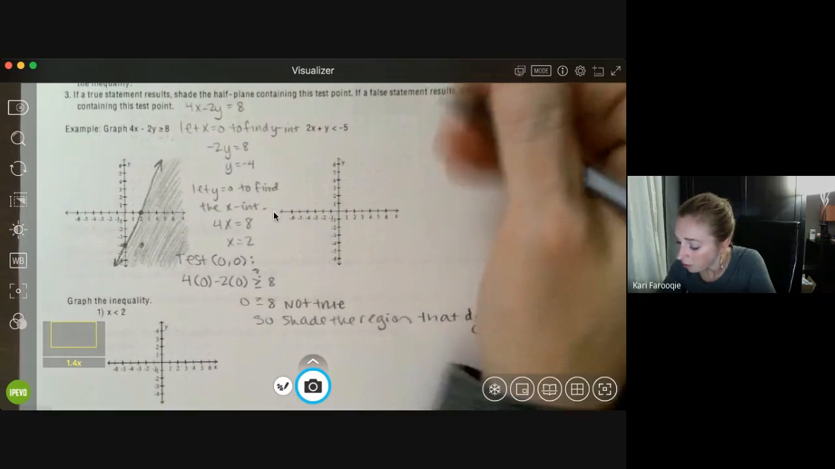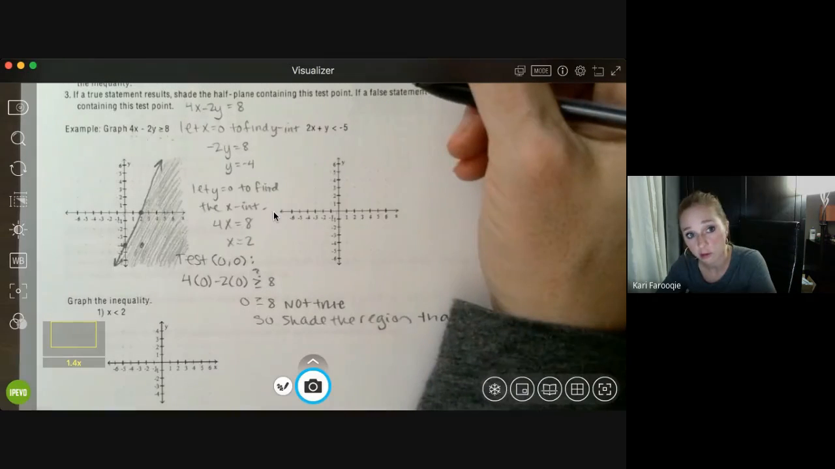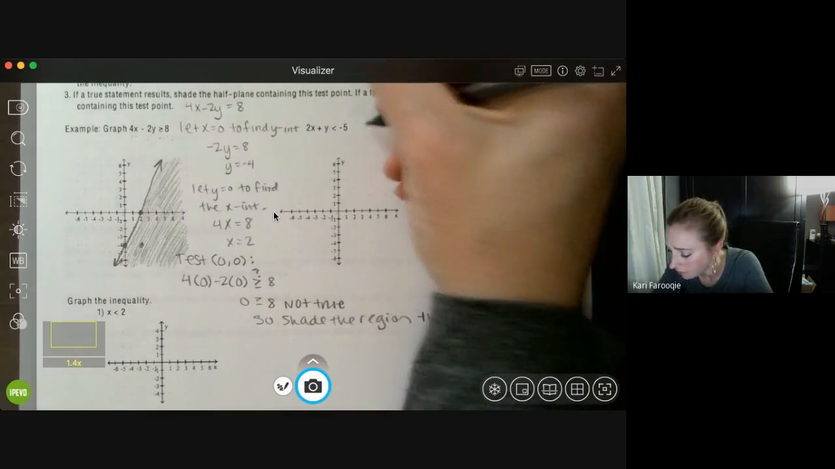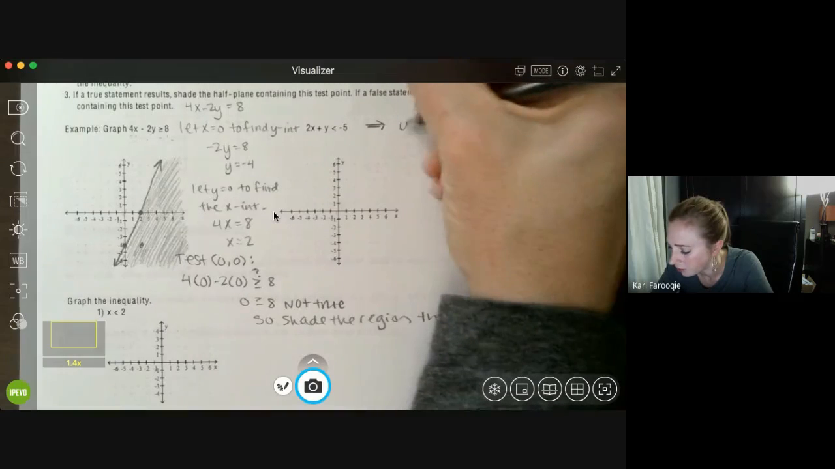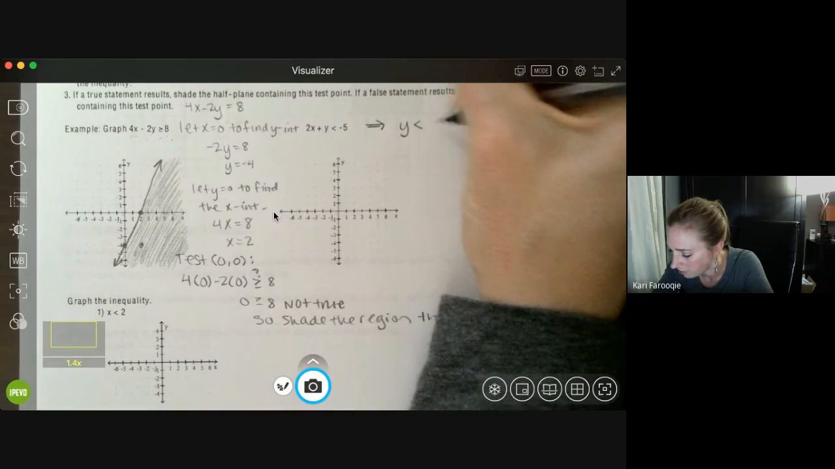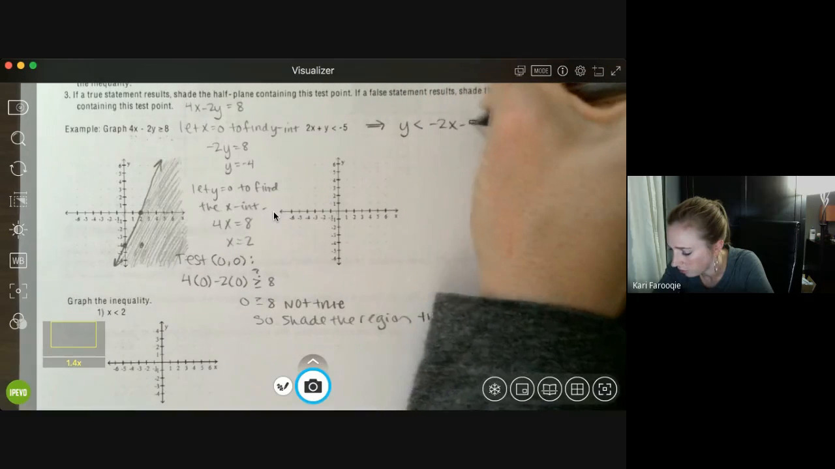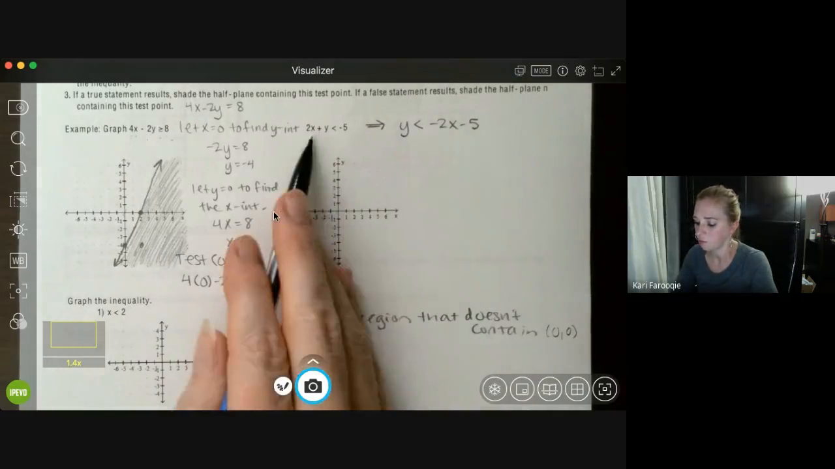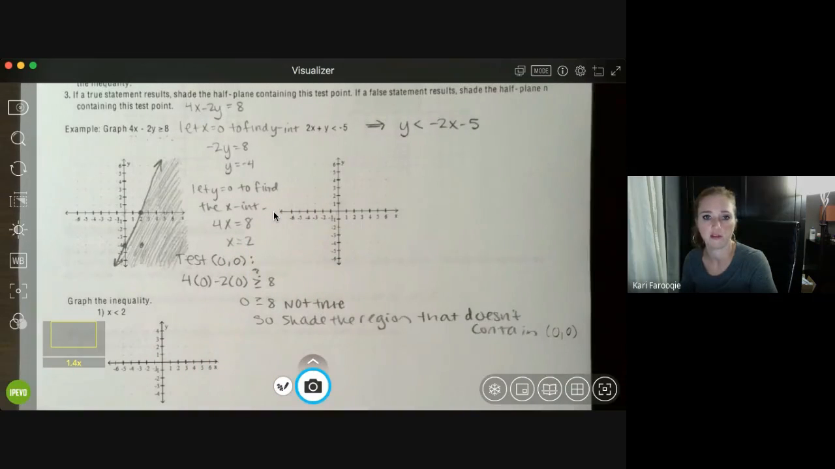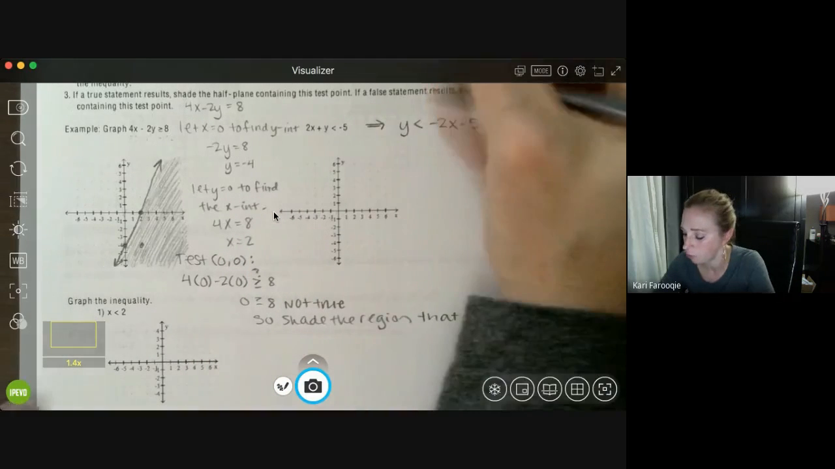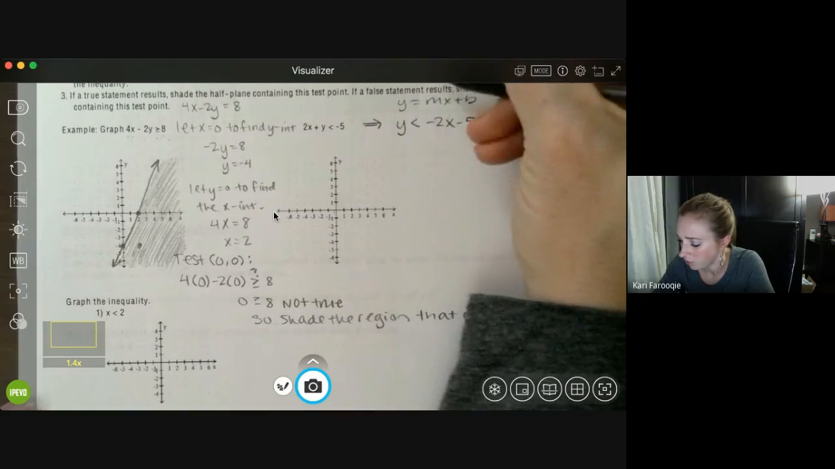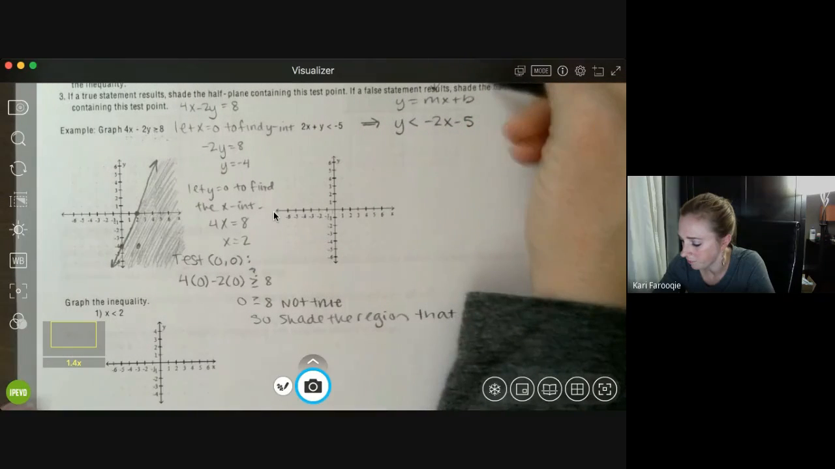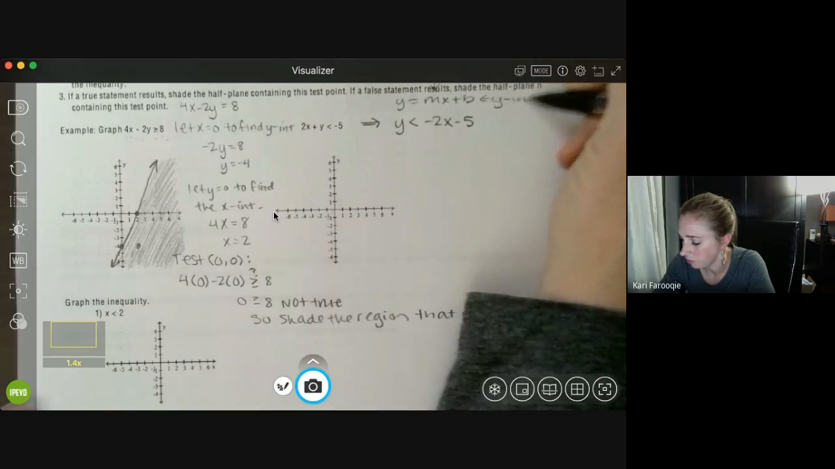Now, also, I might suggest if you don't want to do intercepts for this one, you don't have to, because y is already by itself. So you have a little bit less work to do if you just want to say y is less than -2x minus 5. So you can subtract the 2x from both sides, and then you could graph it using the slope-intercept form, y equals mx plus b, where m is the slope and b is the y-intercept.